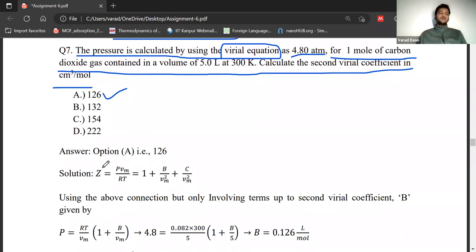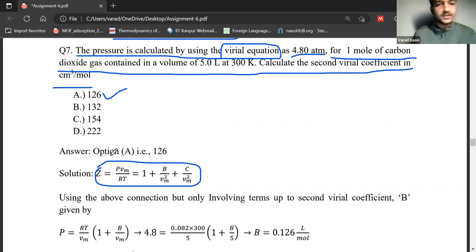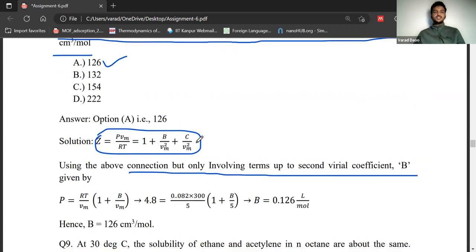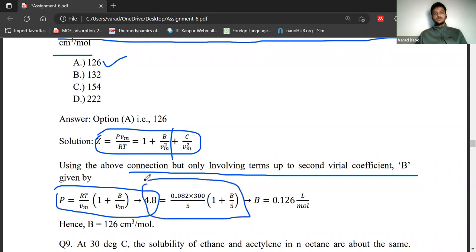So we'll start. What we are given is the virial equation, right? Z equals PVm by RT, which is nothing but 1 plus B by Vm plus C by Vm square. So Vm here stands for molar volume. Using the above equation, but only involving terms up to the second virial coefficient, that is up to B here only. When we rearrange it, we get pressure as this, right? But we are given the pressure is 4.8. So we just substitute the known values, and we end up with this, right? So how do we do it? Z is equal to this. Okay. So the answer is 126.